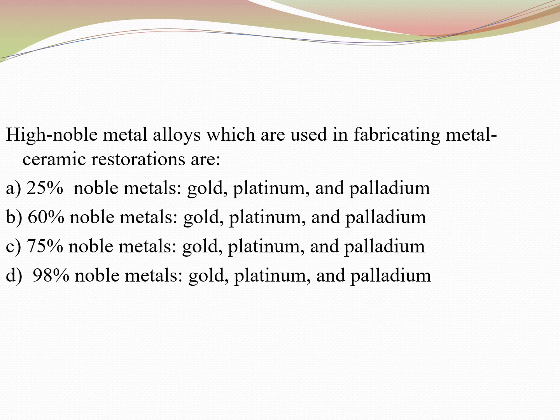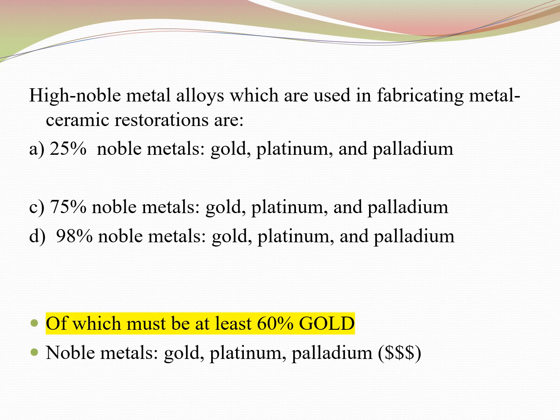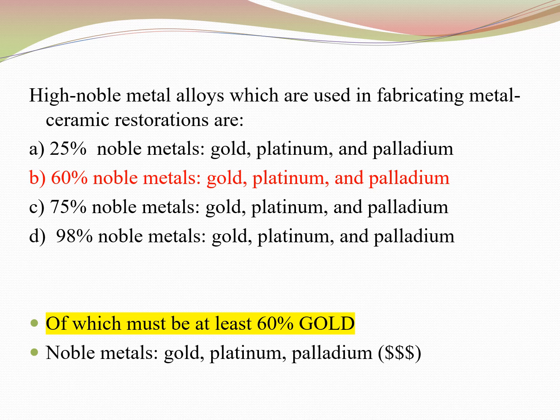High noble metals, which are used in fabricating metal ceramic restorations, are which percentage? Sometimes this one has been asked. I've seen it. I hope they do not ask that. So we're just going to kind of go to the next one because that gives you your answer. 60%. Noble metals are gold, platinum, and palladium. Something that is a noble metal must be 60% gold. Noble metals, again, are not used that often, gold, platinum, and palladium, because they're very, very expensive. So that's why a lot of times we're seeing more zirconia that is used.